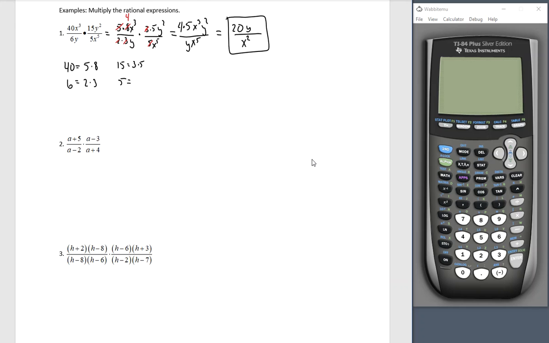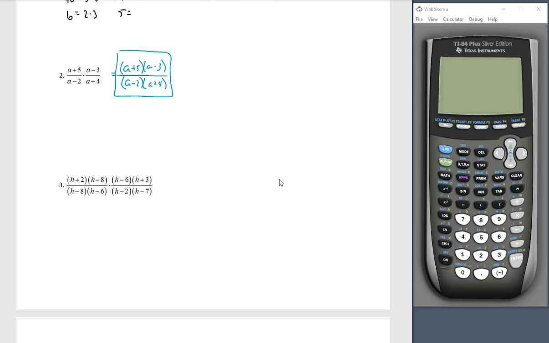Okay. Number 2, a plus 5 over a minus 2 times a minus 3 over a plus 4. Sometimes you get those problems that are already factored and nothing cancels. If nothing cancels, we multiply them, which, by the way, you don't even have to multiply. You could leave them in factored form. It's completely correct on most online homework systems, but if you're not my student, you should check with your instructor to see if they want you to multiply that out.